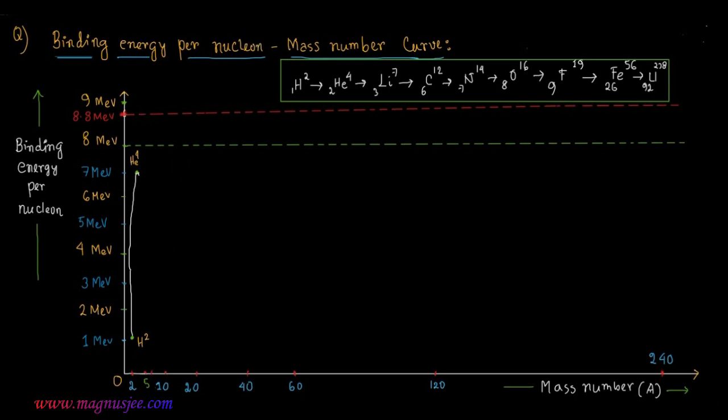Now we can denote the position of the lithium nucleus. 7 is the value of mass number, and we can draw a vertical line having mass number 7, and this point is indicating the position of the lithium nucleus, Li7. Now we can draw the graph between helium 4, He4, and Li7.